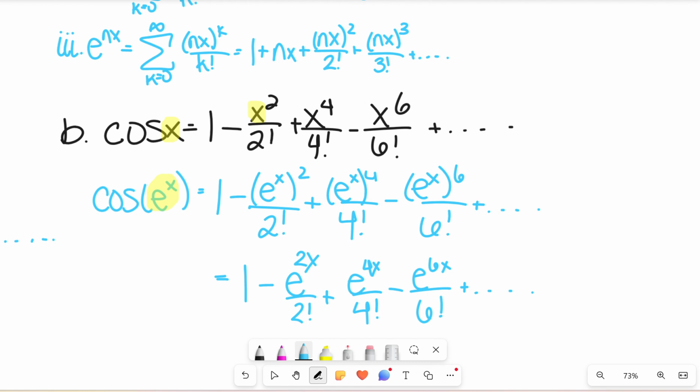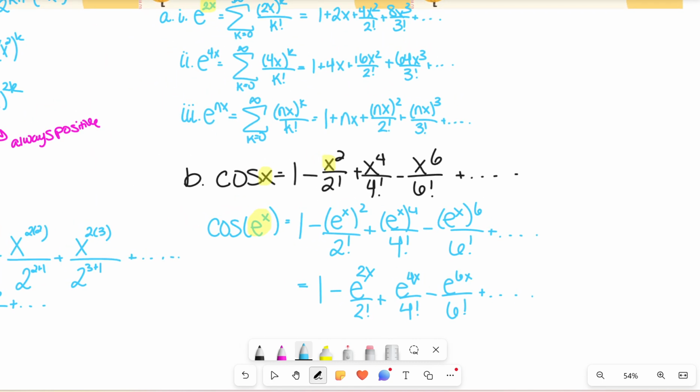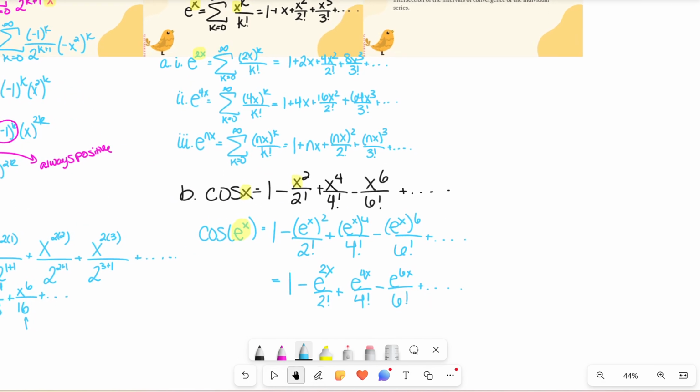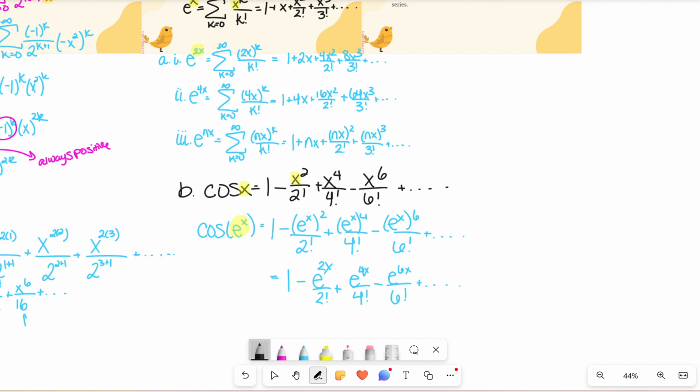Now just to give you a little bit of a heads up to where I'm going, I don't really have a good summation version for cosine. I mean, I do in my formula booklet, but written on this paper I don't right now. But I do have some summations for e to the 2x, e to the 4x, and e to the nx. So I'm going to use what I found in part A to help me out in part B.